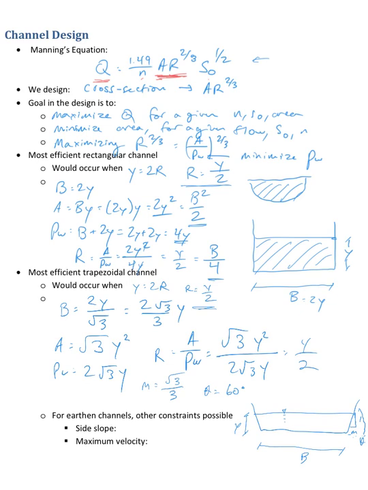And so we'll plug into Manning's equation these relationships we just came up with. This one for area and wetted perimeter, or R. We'll solve for, in this case, y in the trapezoidal channel, and then based on y we can define b from this equation up here. b equals 2y over square root 3.